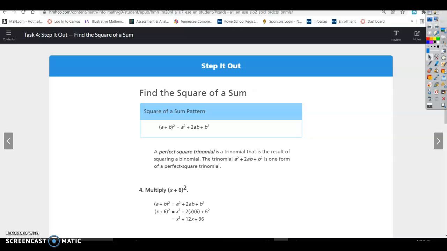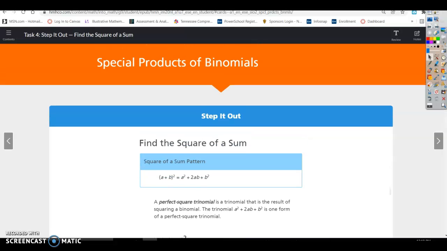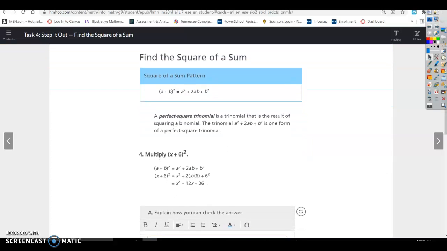Lesson 15.3, Task 4. All right, special products of binomials. Find the square of a sum. All right, square of a sum pattern. So we already looked at this in Task 2. A plus B quantity squared equals A squared plus 2AB plus B squared.